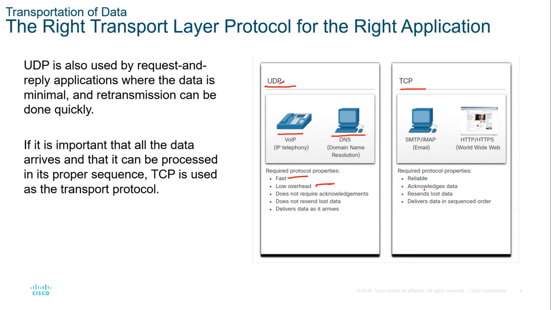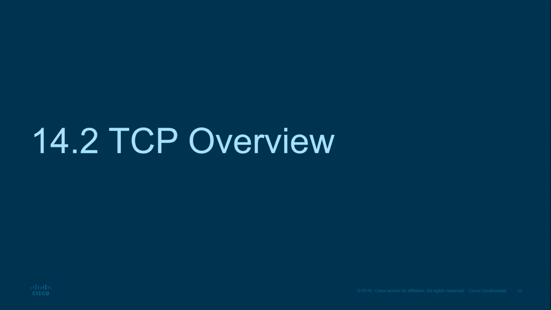The requirement for TCP is that it is reliable. The connection has to be established first, then it agrees on the data rate to be sent, acknowledges data that is received, resends lost data that has not been received, and delivers data in sequenced order. So if you send 1, 2, 3, 4 and the other side gets 4, 1, 2, 3, it is reordered so that you have 1, 2, 3, 4.